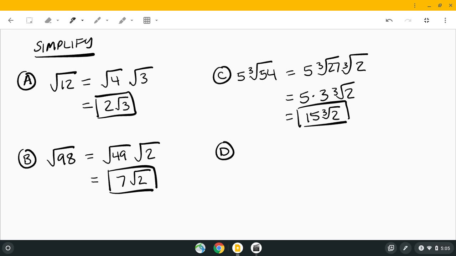And let's take a look at this next one. Negative fourth root. Let's do fourth root of 48. Okay?